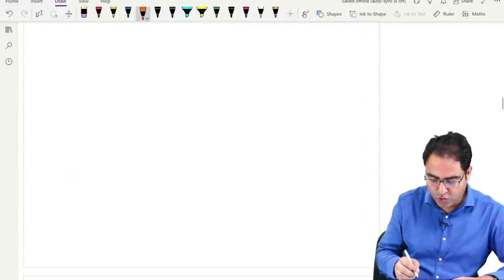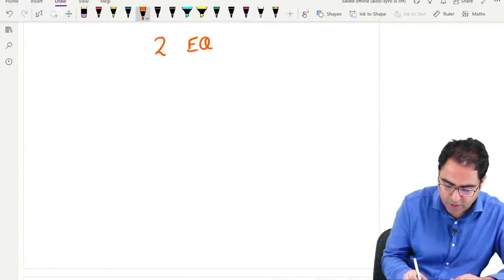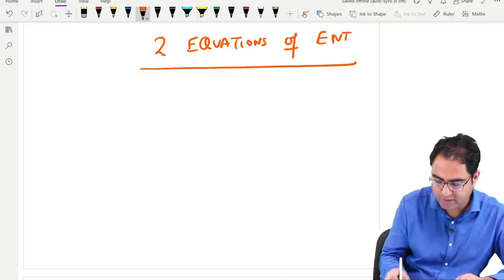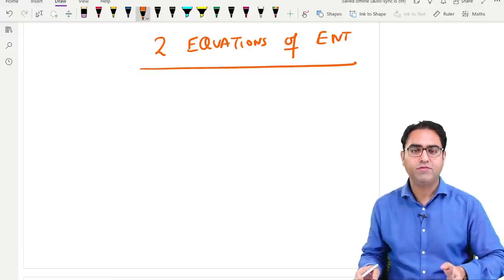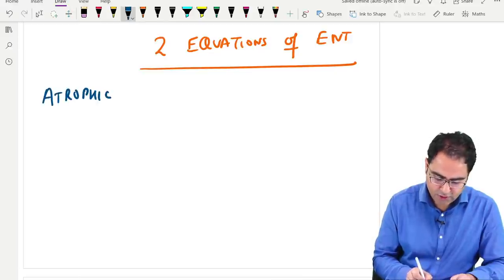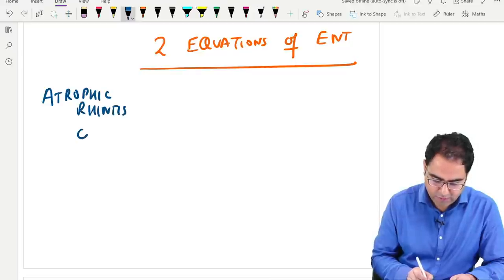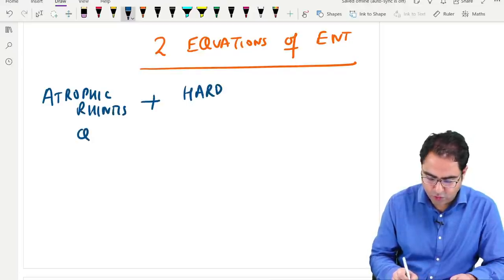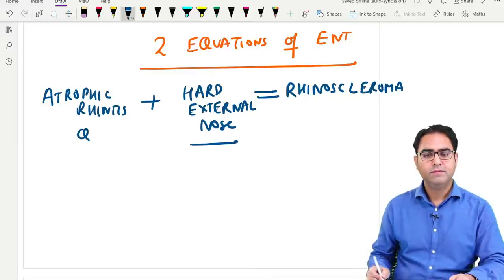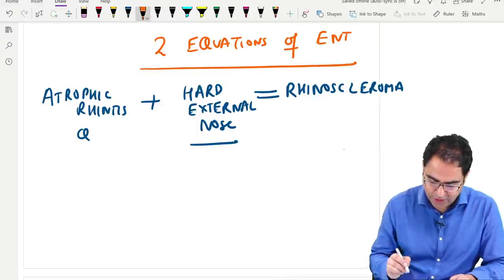Let me tell you two equations of ENT, beta, which are surely going to help you in the exam. Two favorite equations of ENT for me. Number one, atrophic rhinitis question. The question looks like atrophic rhinitis plus hard external nose. If in an atrophic rhinitis MCQ the hard external nose is written, it is equal to rhinoscleroma. Okay, rhinoscleroma.